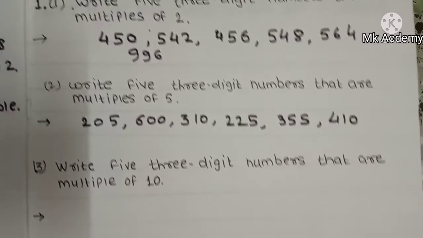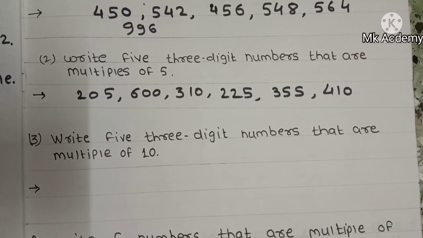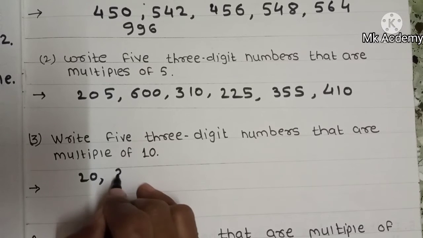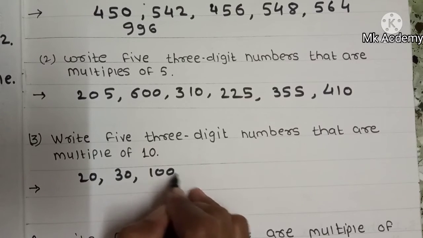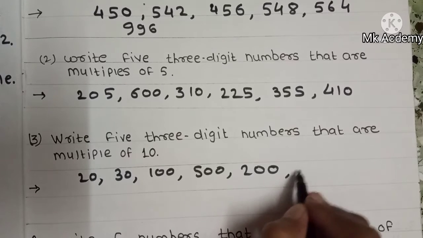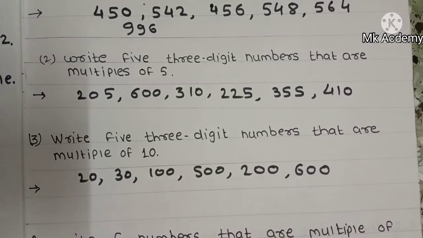Now question number 3: write 5 3-digit numbers that are multiples of 10. Multiple of 10 means divisible by 10. The number is divisible by 10 only when the unit place is 0. We can write down 20, 30, 100, 500, 200, 600. These numbers are divisible by 10 or multiples of 10.